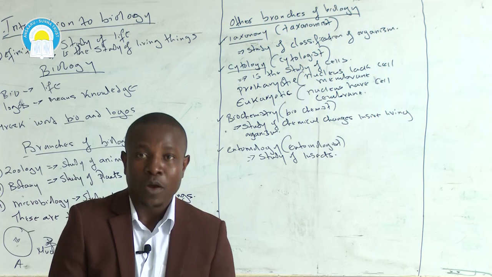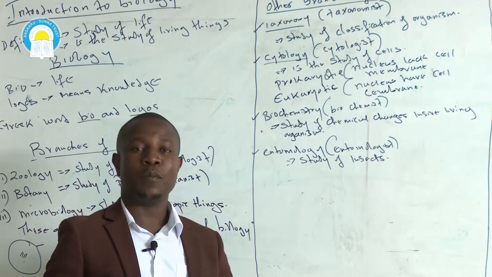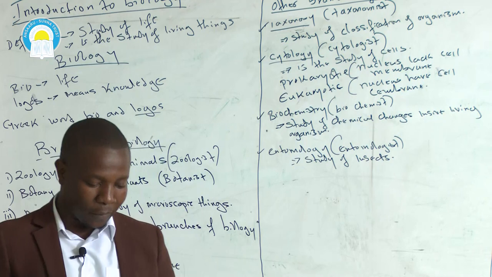So if you want to know all the types of insects that exist on this earth, you study entomology and you become an entomologist. And by this, you'll be able to know the different types of insects and their usefulness in the life of a living organism. Then we have genetics.